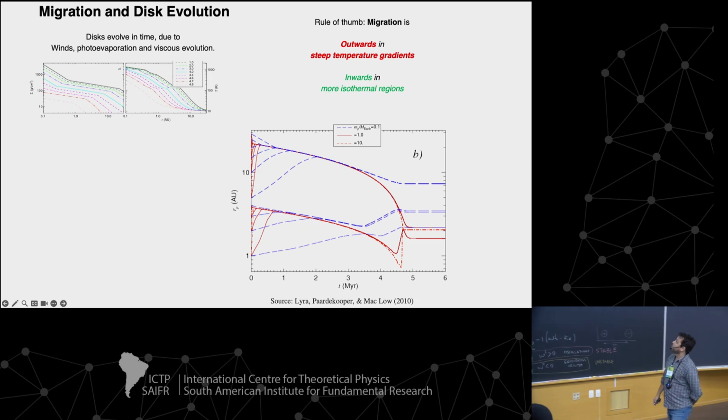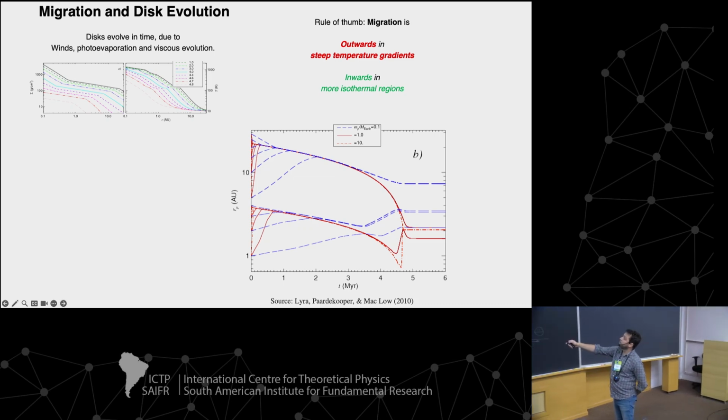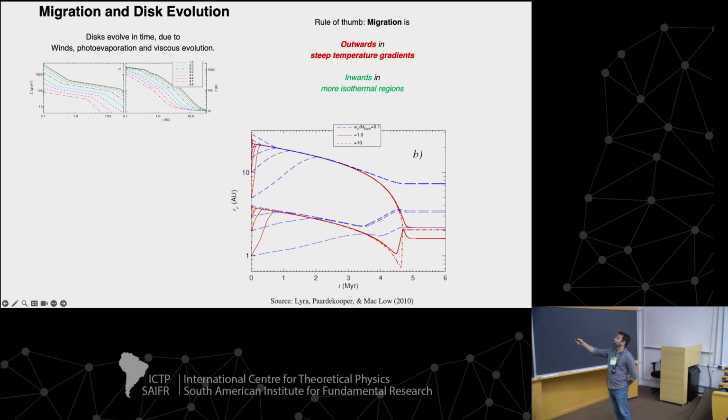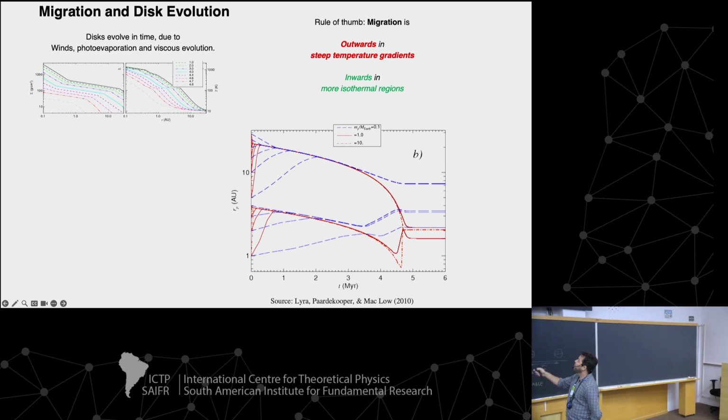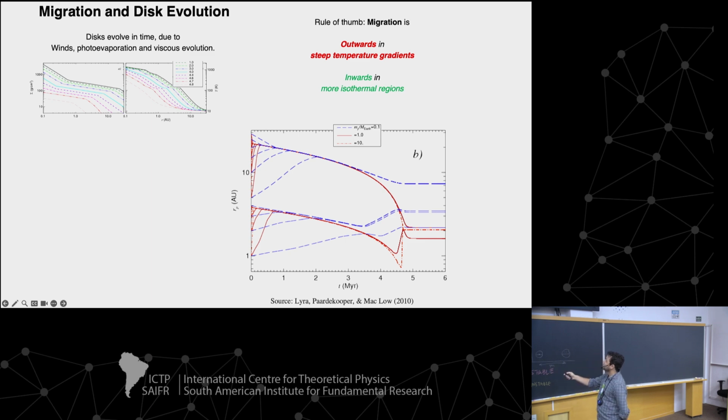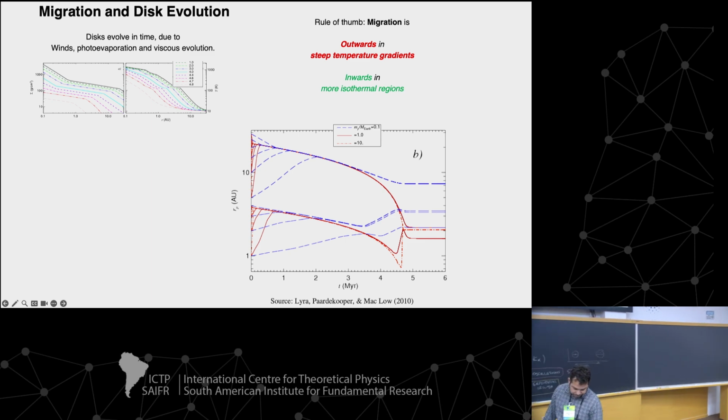So as a rule of thumb here, if you put here the disk evolution, so this is the evolution of the disk in time, right? The density will go down, the temperature also is going to get colder. So as a rule of thumb, migration is outwards if you have steep temperature gradients, and inwards in more isothermal regions of the disk. So you have here isothermal regions, an isothermal region there, more isothermal, and steep gradients in some areas of the disk. That leads then to the emergence of these two migration traps.